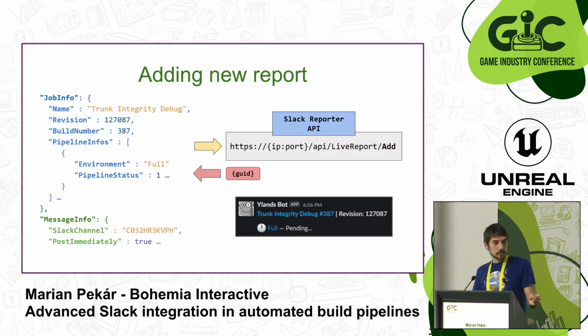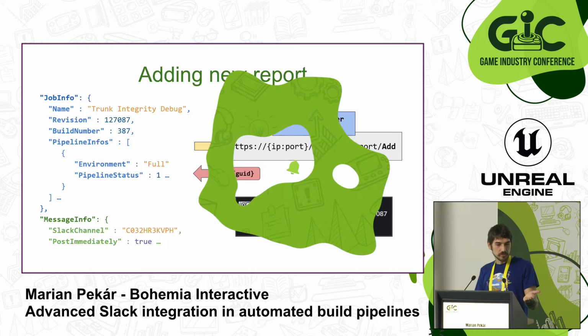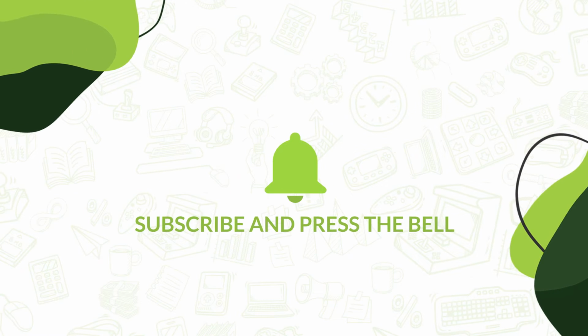So you can compare it with the image on the bottom. You see we have the plan matches, the revision, the build number, and also this pipeline infos array. There's only one, so here's just this full pipeline, which is the full version. And when this data comes to this add route of the API, this message eventually shows in Slack.